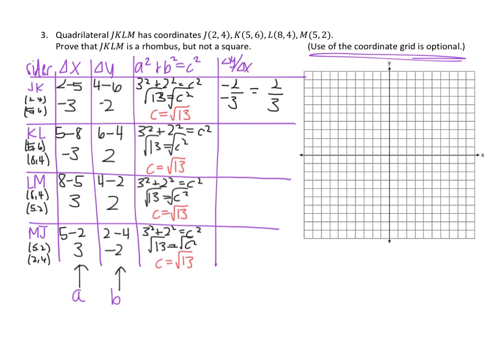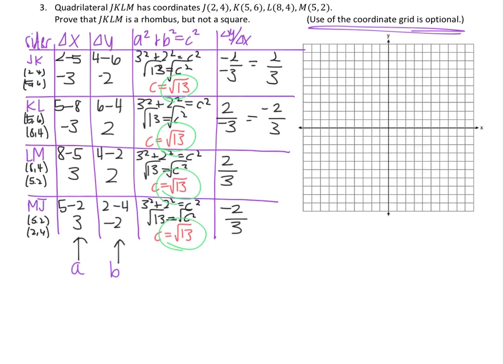Go ahead and fill in the next 3. Pause the video while you do it. Check your answers when you're done. Okay, so we're going to start looking for some things that we can conclude here. I see that I have square root 13, square root 13, square root 13, square root 13.